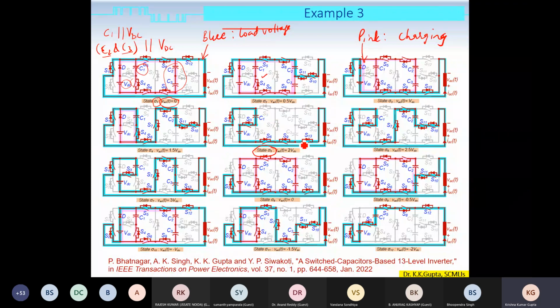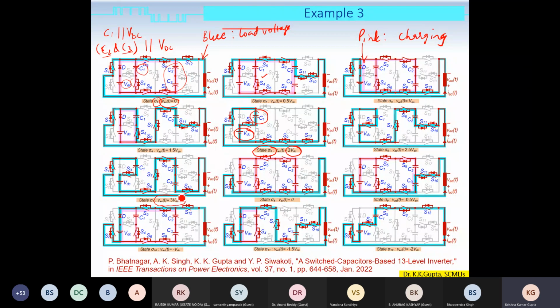Here we see that we cannot charge these states because this original voltage VDC is in series with C1, right? So this series connection is supplying the load, and as a result, the overall voltage across the load is 2 VDC. In a similar manner, if we analyze each state, we see that we are able to achieve the peak value of the output voltage as 3 VDC, whereas the input was VDC.